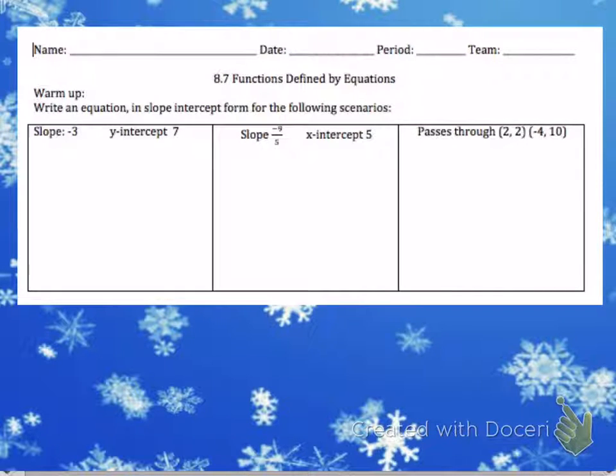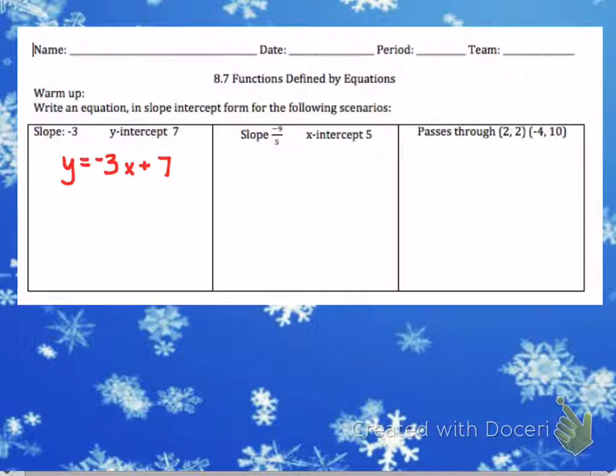We want to remind ourselves about slope-intercept form. When we're given the slope and the y-intercept, we can write our linear equation in slope-intercept form. We just put in the slope for m, and we put in the y value for the y-intercept at b.